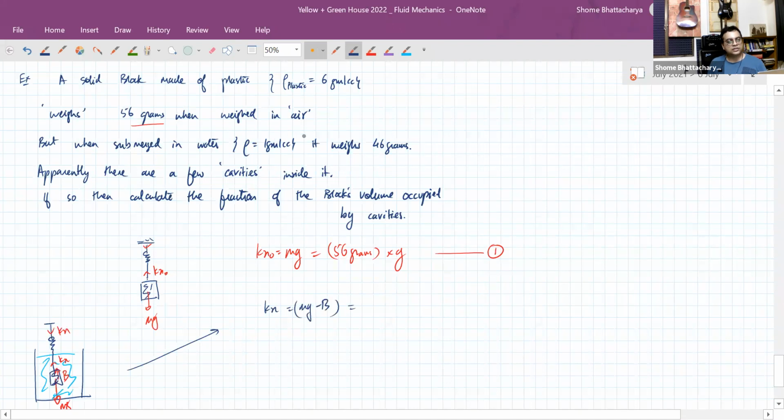And this is given to us as how much? 46 grams, right? Now again, we have to understand the logic of this. So this is going to be density of plastic times volume of plastic times g. This is like that problem we did earlier. Whereas buoyancy is going to be density of water times volume of the block, the total volume of the block.